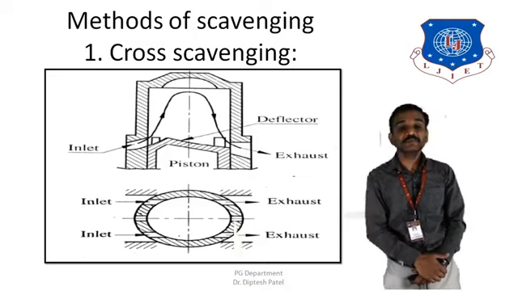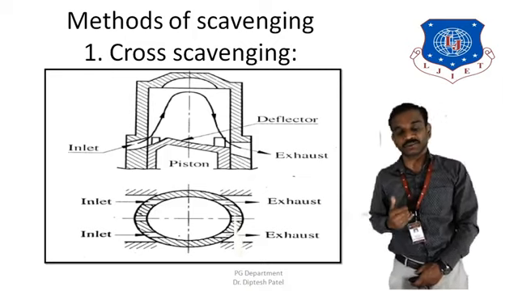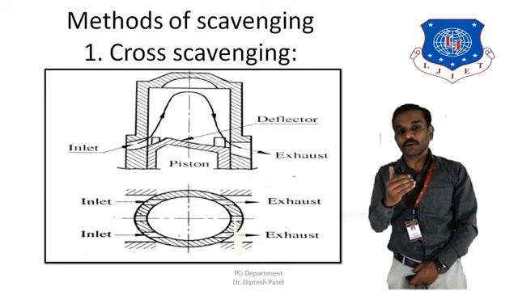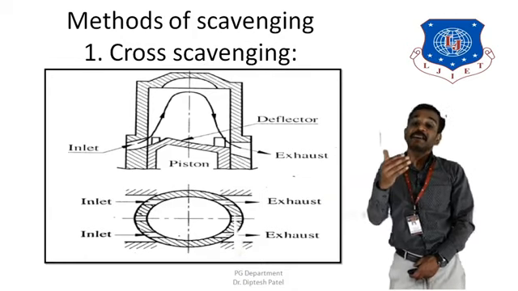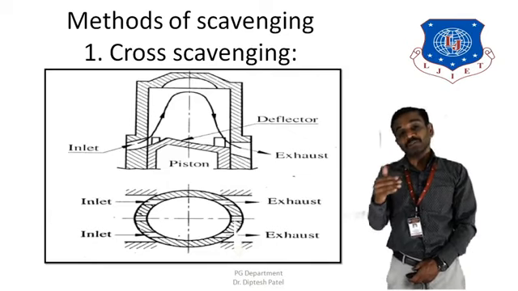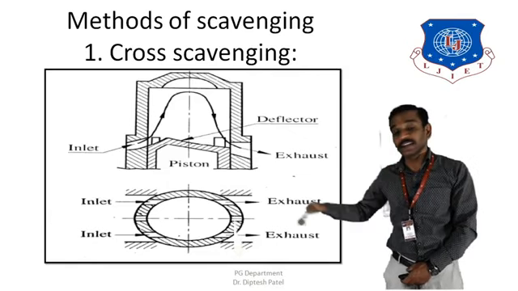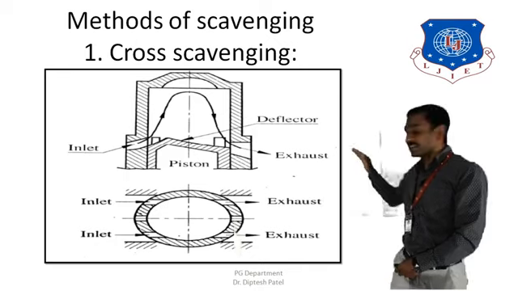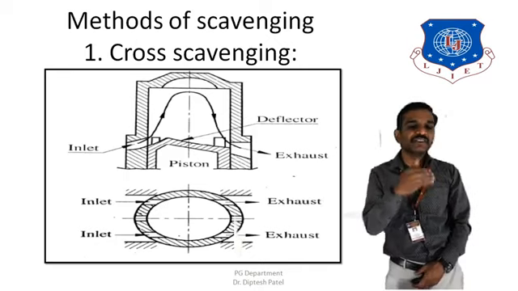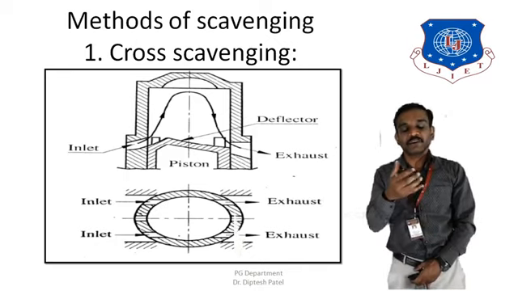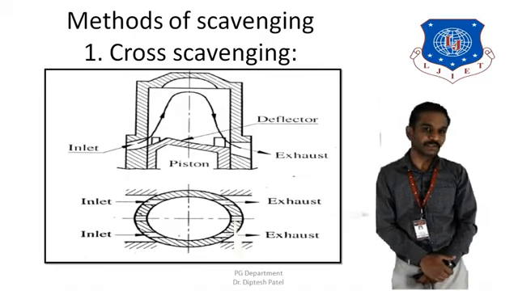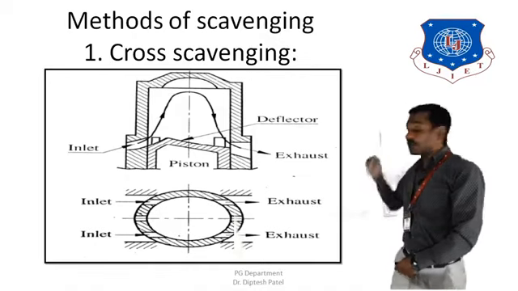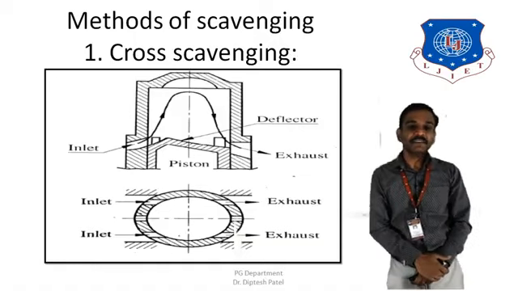This deflector is provided to reduce the fresh charge losses, because there may be a chance that all the fresh charge which is coming in from the inlet valve may get out along with the exhaust gases through the exhaust port. Therefore, a slight angle, the deflector, is provided, which would reduce the chances of the loss of the fresh charge through the cylinder along with the exhaust gases. So this is the cross scavenging process.